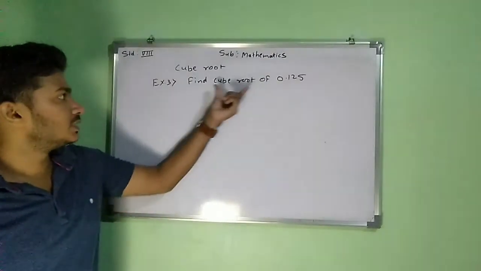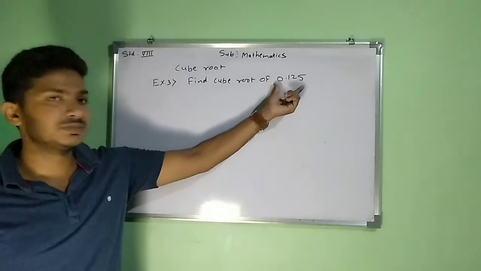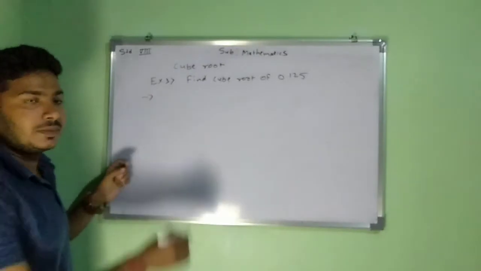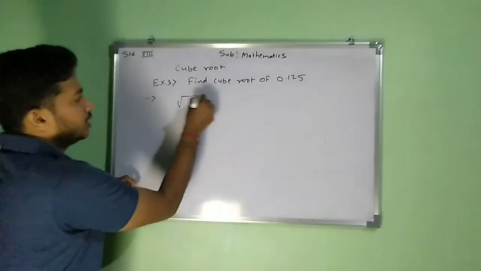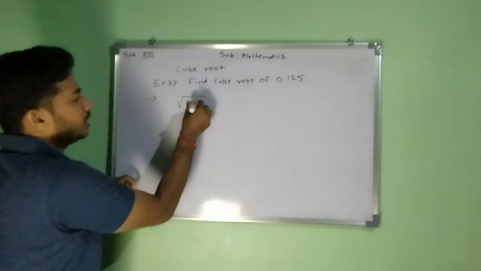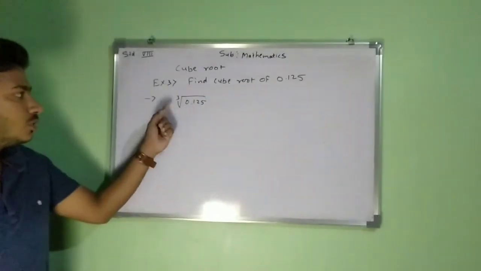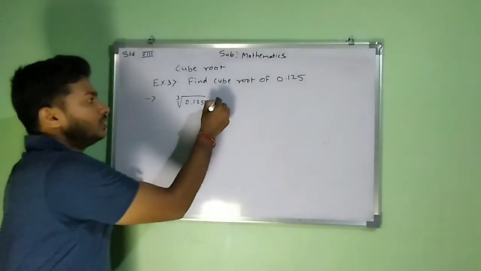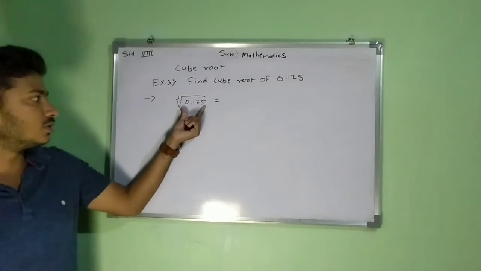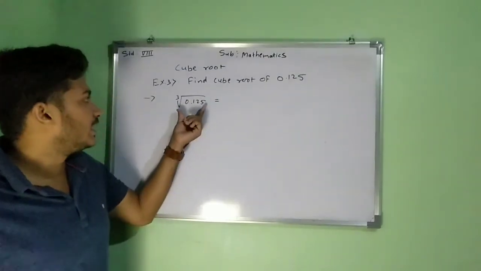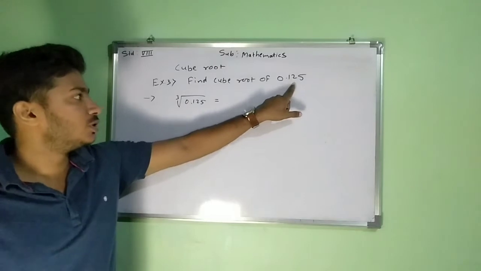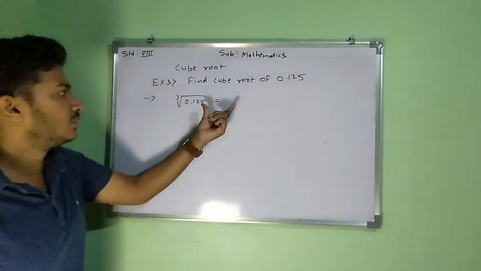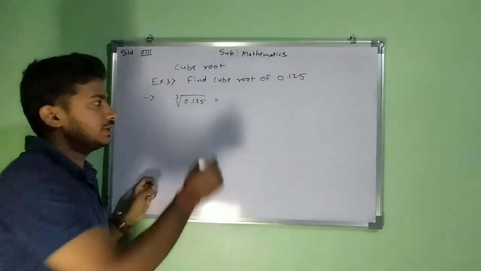So the next example is: find the cube root of 0.125. This is a decimal number, and we know that the cube root of any term we can write by using the radical sign. So by using the radical sign, 0.125 is written like that, and it is read as the cube root of 0.125. Now I will write that number in substituted form so that it will help in finding the cube root.